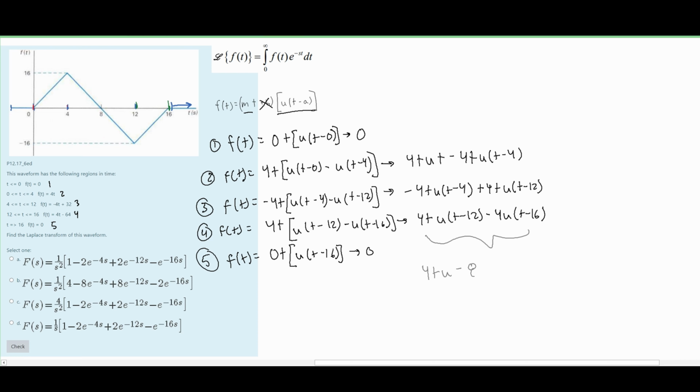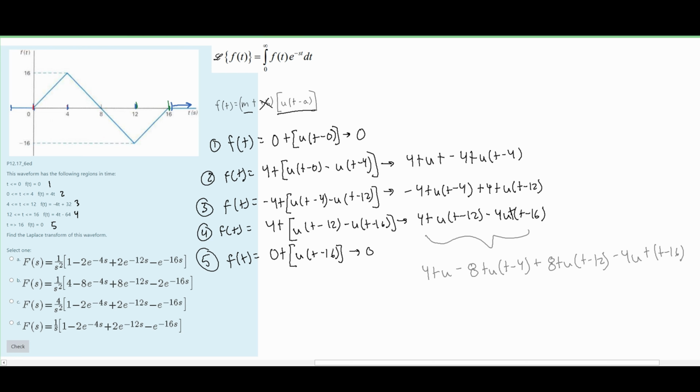We're going to have minus 8t u(t minus 4). And then if we look at the next set, these two are the same, so we are going to have a plus 8t u(t minus 12). And then lastly, we're just going to have a minus 4u, and I did not factor in the 16 here. There should be a t in this one, so let's add a t right here, and that's going to be 4u(t minus 16).